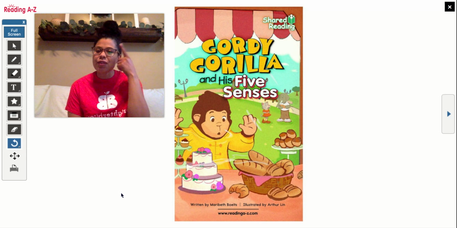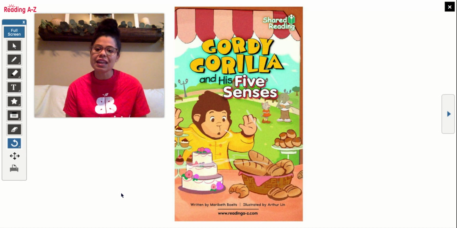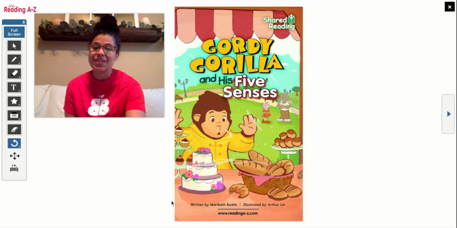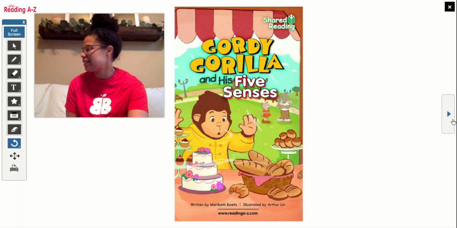And then as I was thinking about how we read this book, I was thinking about another character that I read about in the story. The first character in our story is Gordy Gorilla. We know that because he's on the front cover, and the story has his name in the title, Gordy Gorilla and His 5 Senses. But there's another character. Let's see who that character is, or if you remember. If you do, turn and tell somebody in your house who's the other character in the story.